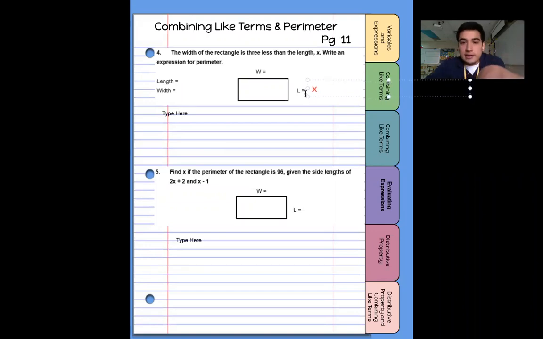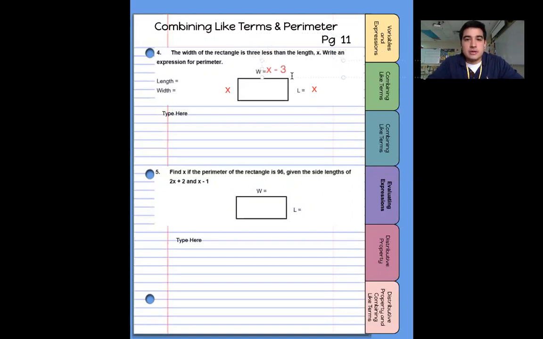Since the length is x, that also means this side is x. So I'm going to put an x on that side. Now we have to write in the width. They tell us the width is 3 less than the length. We might think that answer is 3 minus x, but we've learned by now that when we see the phrase less than, we have to flip. So it's not going to be 3 minus x. My width is going to be x minus 3.